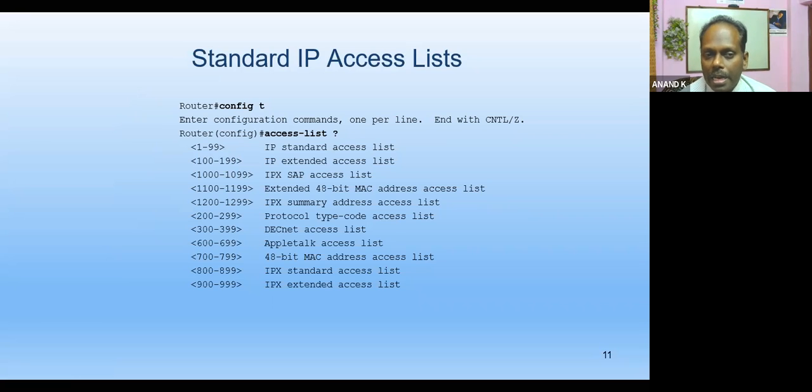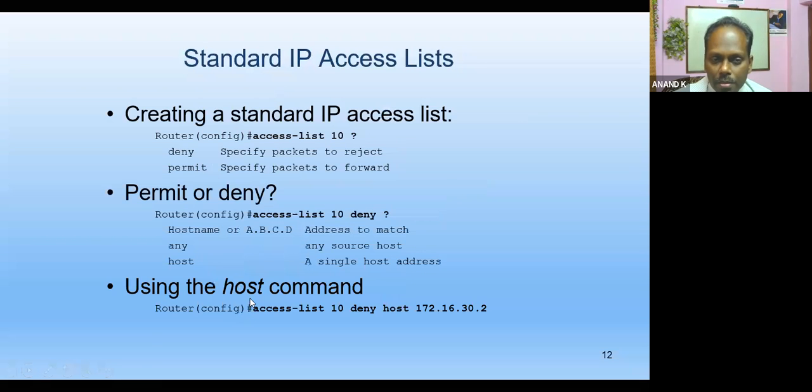If the identity number lies between 1 and 99, it is called a standard access list. If the identity number lies from 100 to 199, we call it extended. Don't worry about the other numbers, we don't use them at all. What happens if 100 to 199 gets finished? You still have further numbers from 2500 onwards. Anyway, don't worry about that.